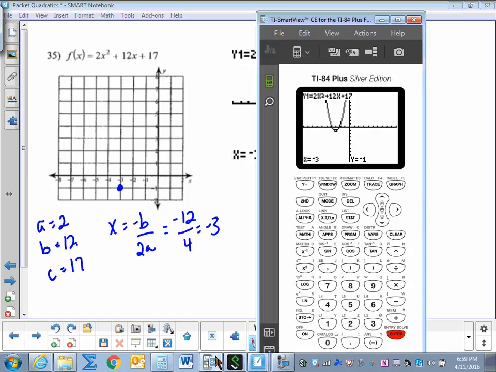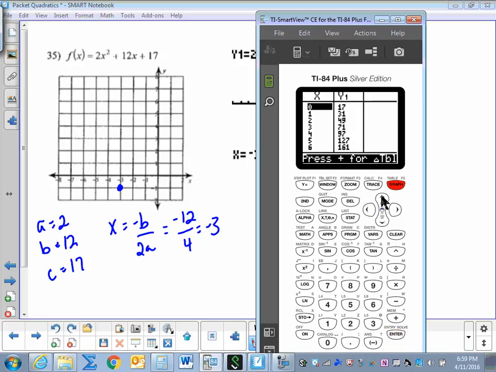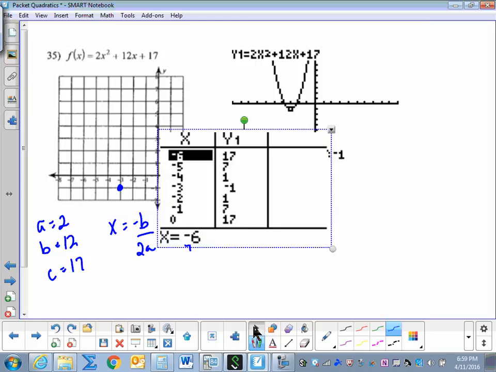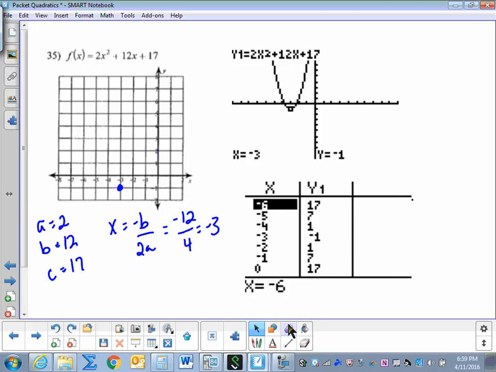I'm going to go back to my graphing calculator and look at the table. So I'm going to hit second table, and I'm going to go up a little bit because I want a few points that I can get on the graph. Alright, so here's my table. Now I have some points to graph: negative 5, 7. Negative 4, 1. Negative 2, 1. And negative 1, 7.